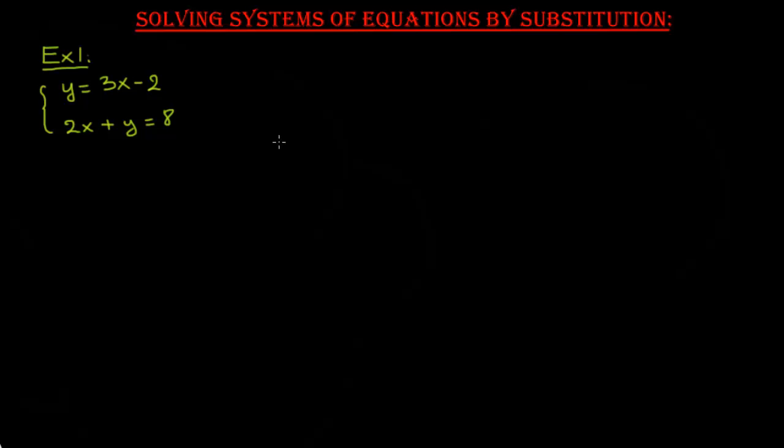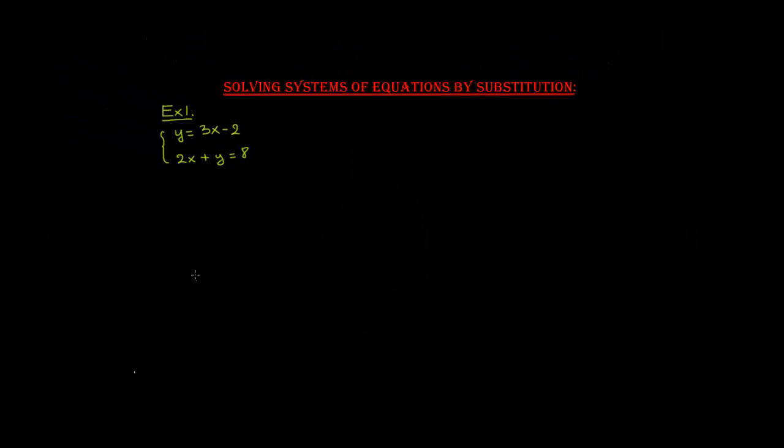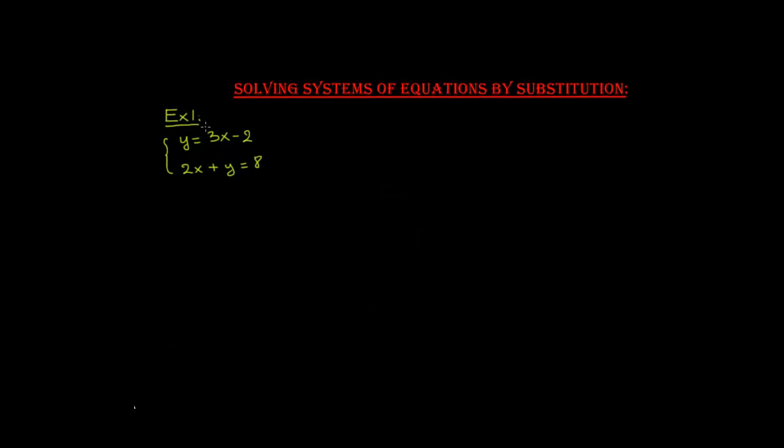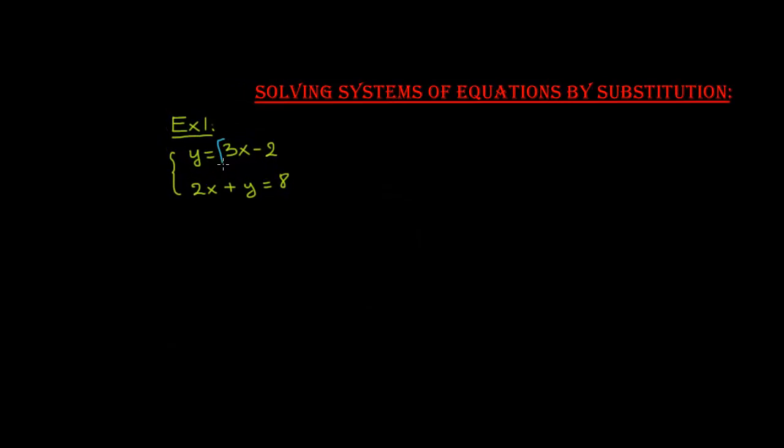Now with the general idea, let's go into solving example 1 so that we have a better understanding of solving a system of linear equations by substitution. Example 1, we have y equals 3x minus 2 and 2x plus y equals 8. We look at the first equation, and we see that it has been solved for y. So my job is just to plug 3x minus 2 into the y place of the second equation.